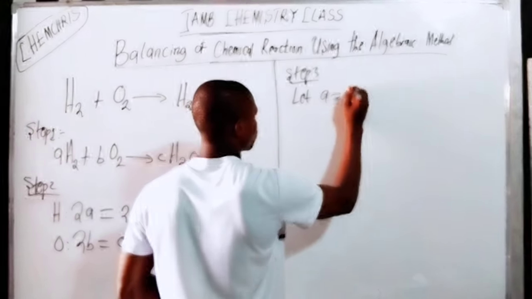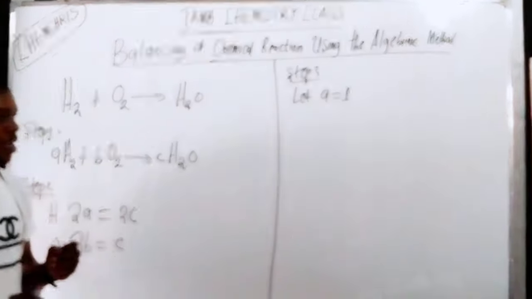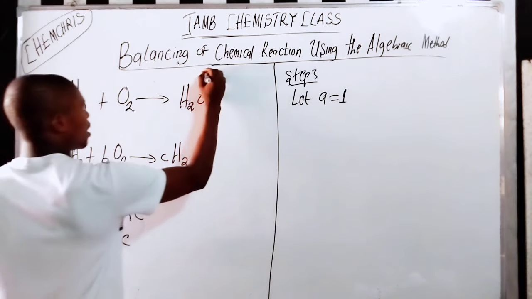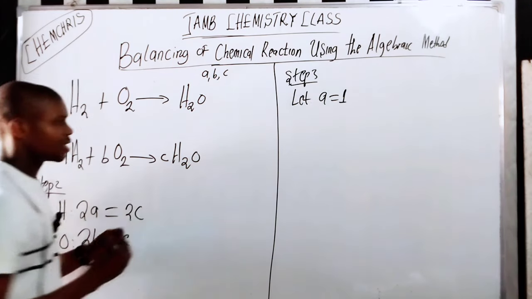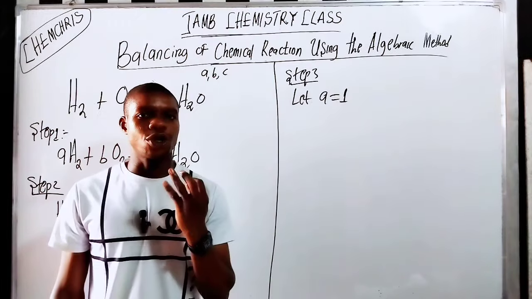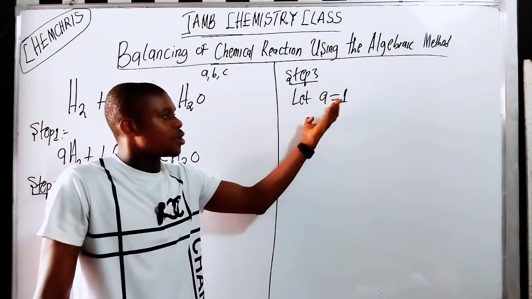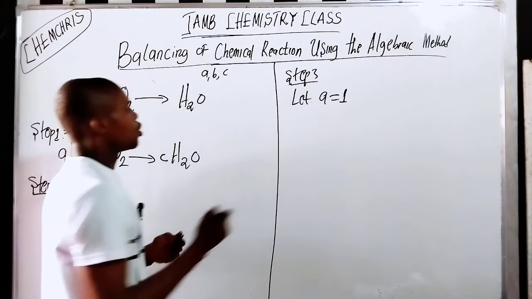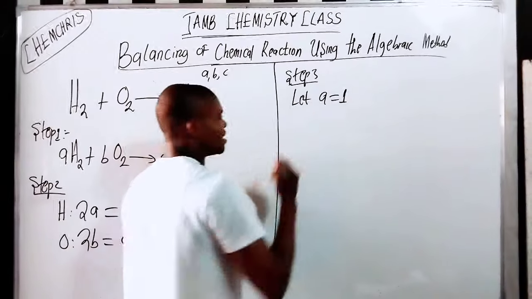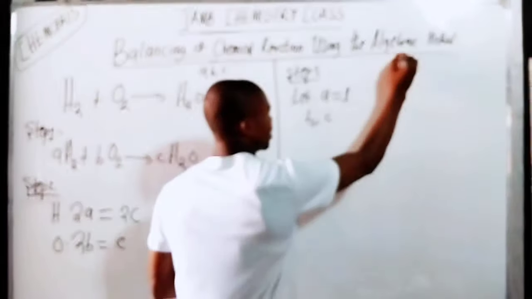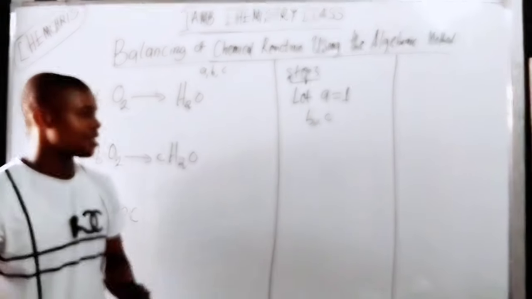Let A equal one. Do you understand? Now remember, you are looking for three unknowns: A, B, and C. The main reason you put A to be 1 is that once A is 1, you can solve for B and C. So if you equate A to 1, the next thing you want to solve for is B and C. So how do you get B and C?